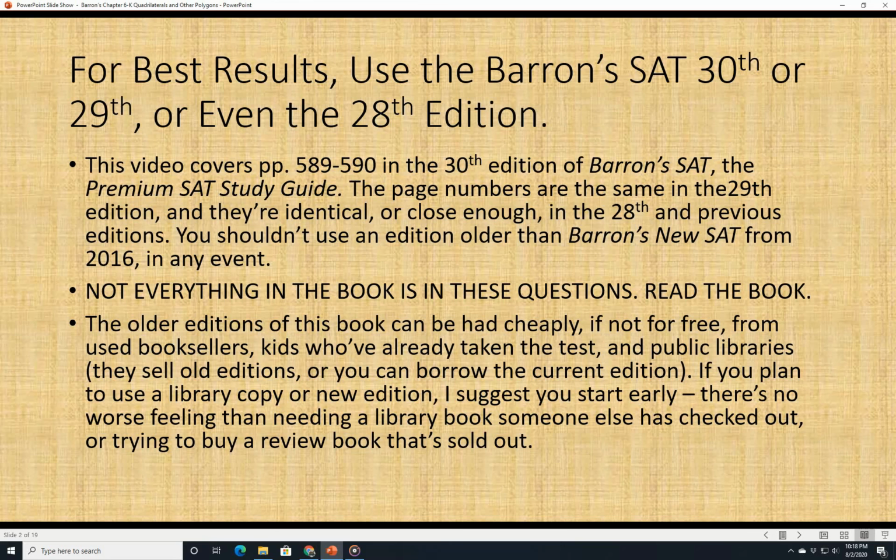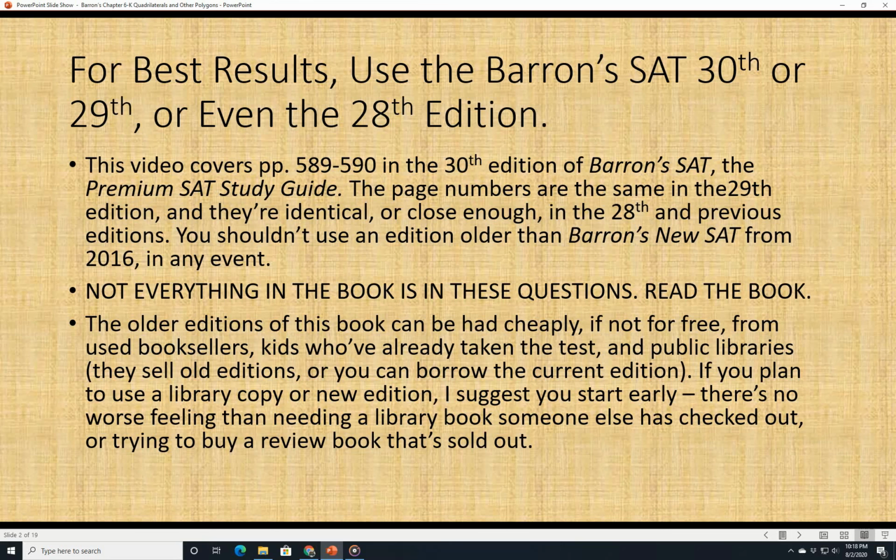The older editions of this book can be had cheaply, if not for free, from used booksellers. Kids have already taken the test in public libraries. They sell old editions, or you can borrow the current edition at the public library. Really, seriously, when they sell old editions, they're about a dime at libraries near me.